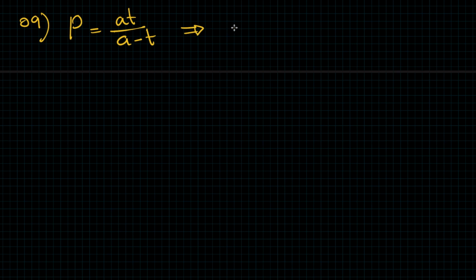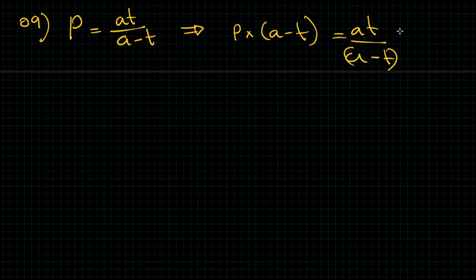multiply both sides by A minus T equals AT, A minus T, and A minus T. Here you can get rid of this one against this one, but there is a trick. When you are doing A levels or in university, you should mention this: A is not equal to T.